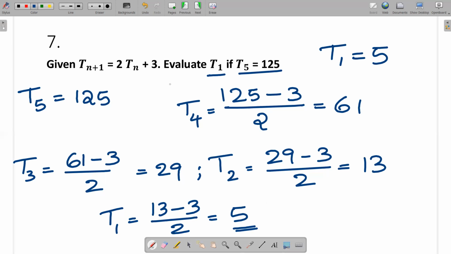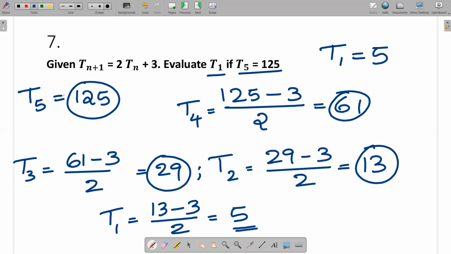5 2s are 10, 10 plus 3, you are getting it as 13. 2 into 13, that is equal to 26, plus 3, that is equal to 29. That is the next term, the third term. 2 into 29, okay, that is equal to 58, plus 3, that is equal to 61. That is the fourth term, and thus we are getting the fifth term as 125.